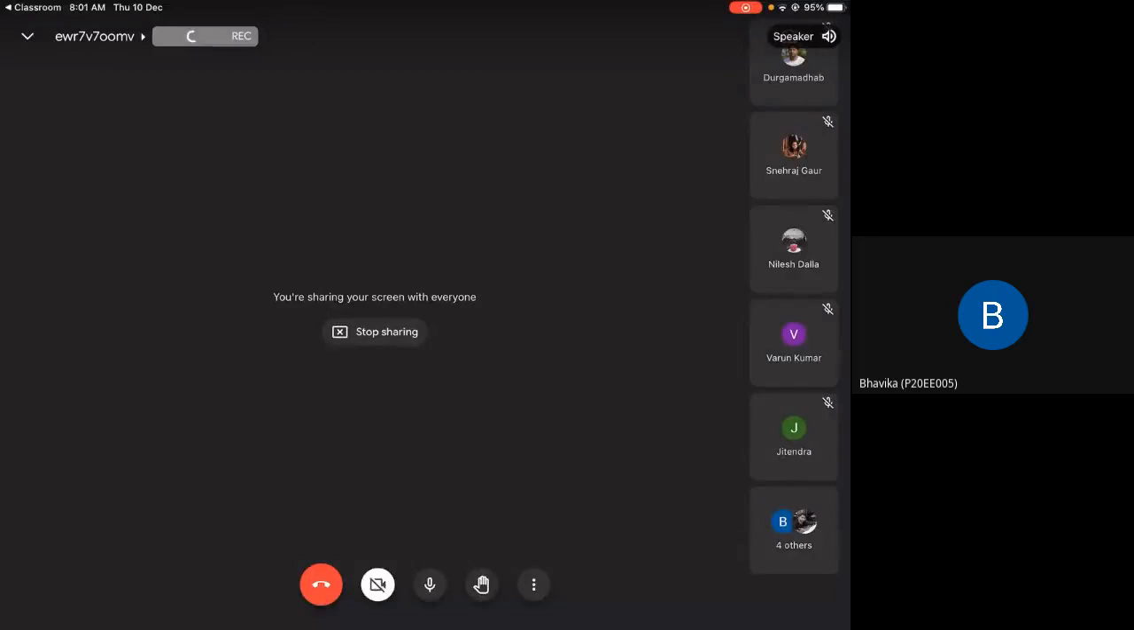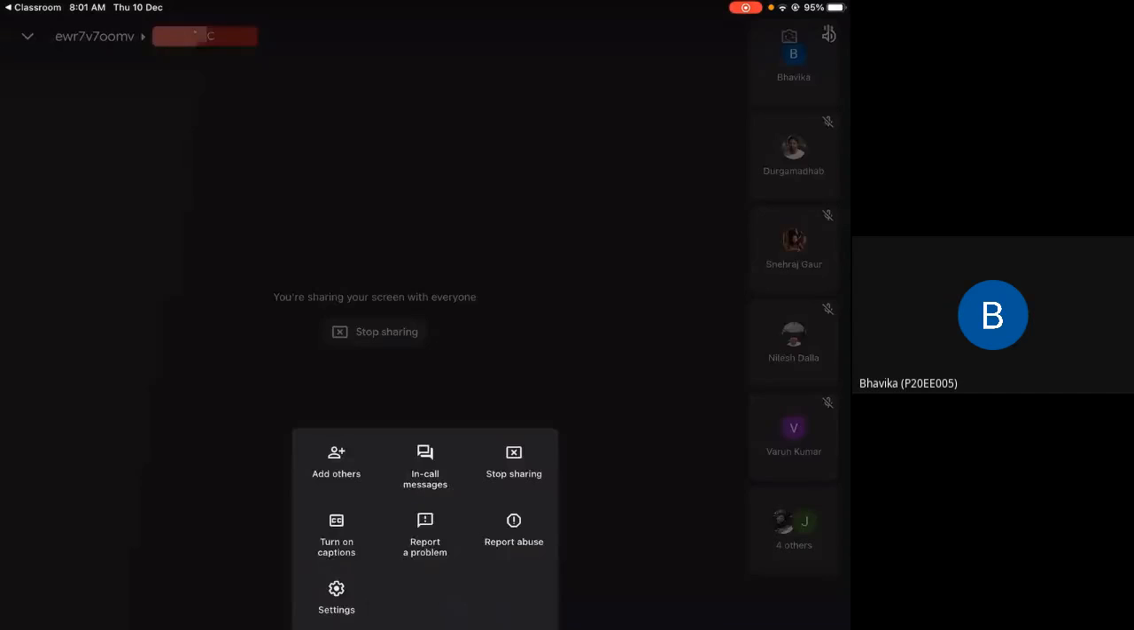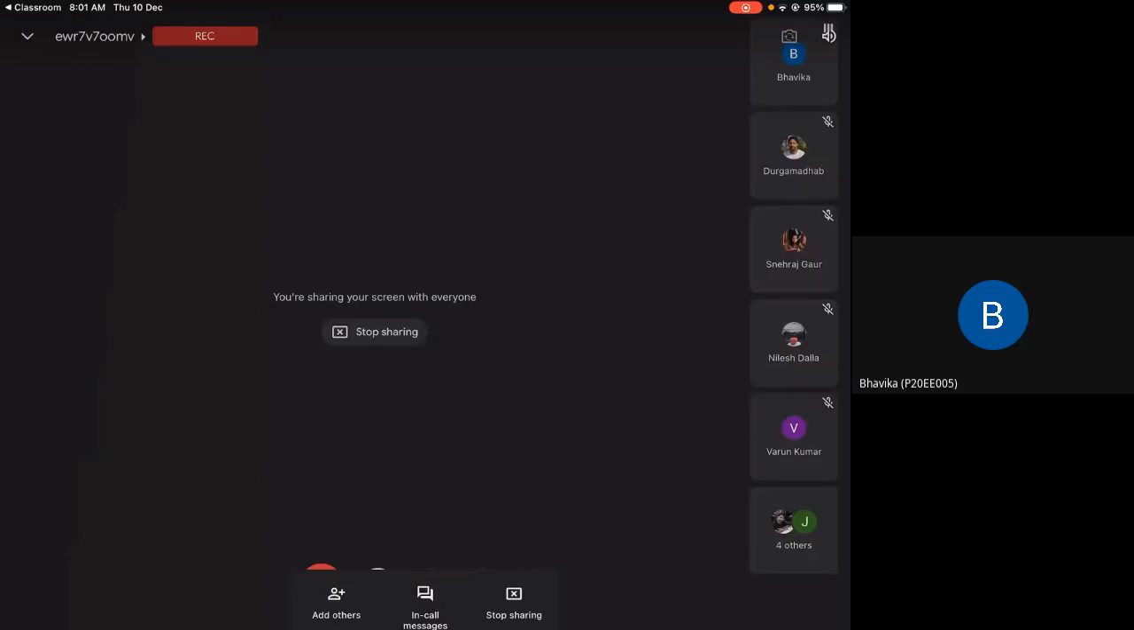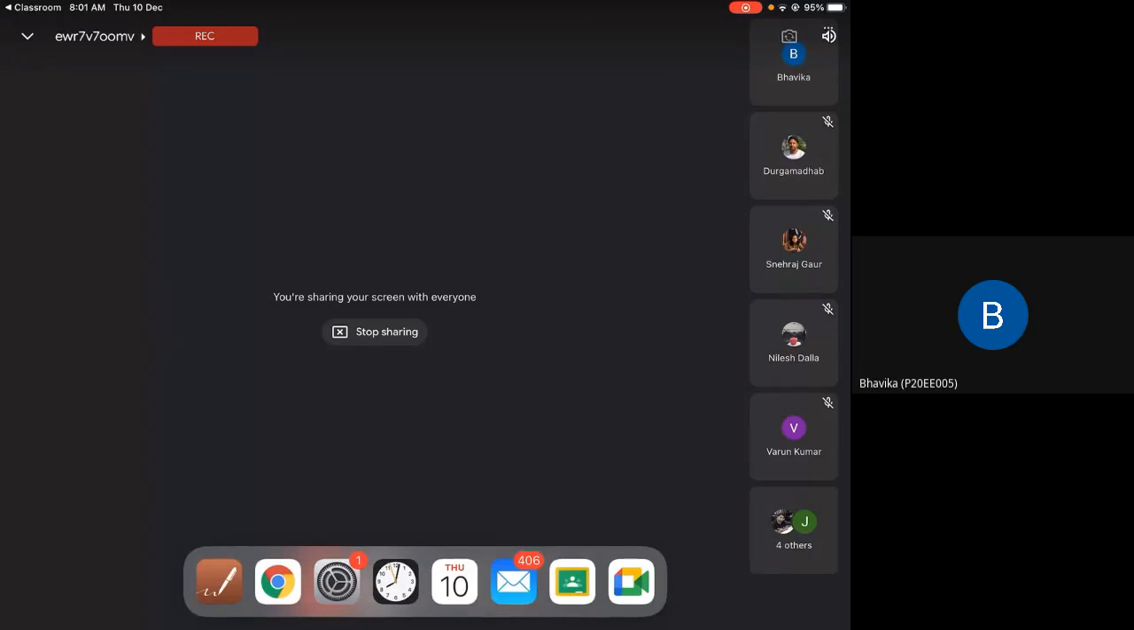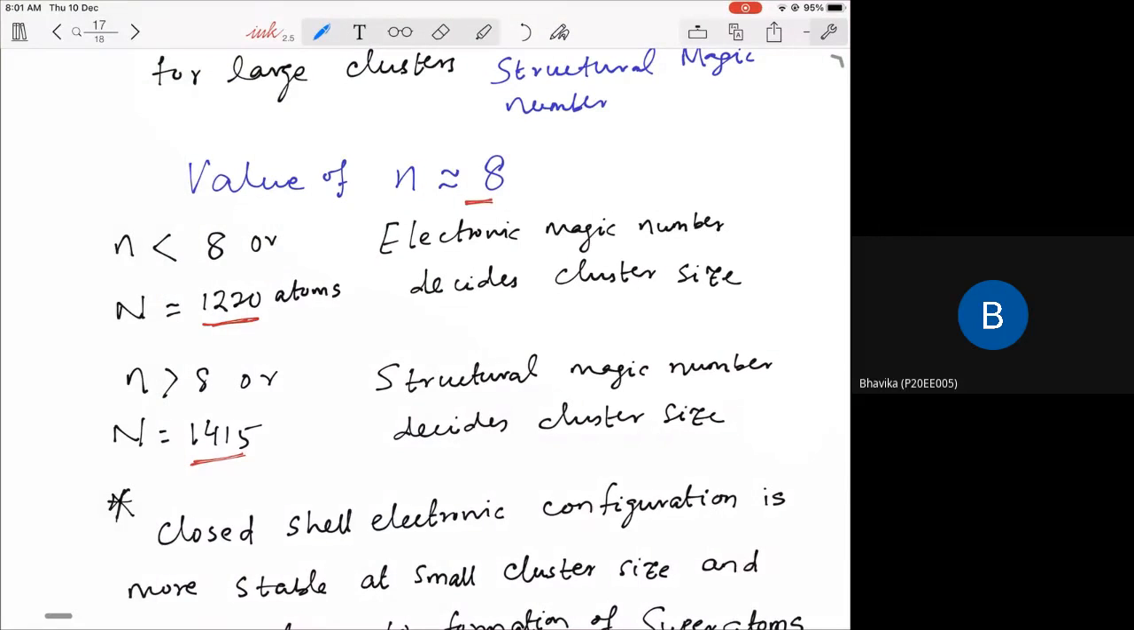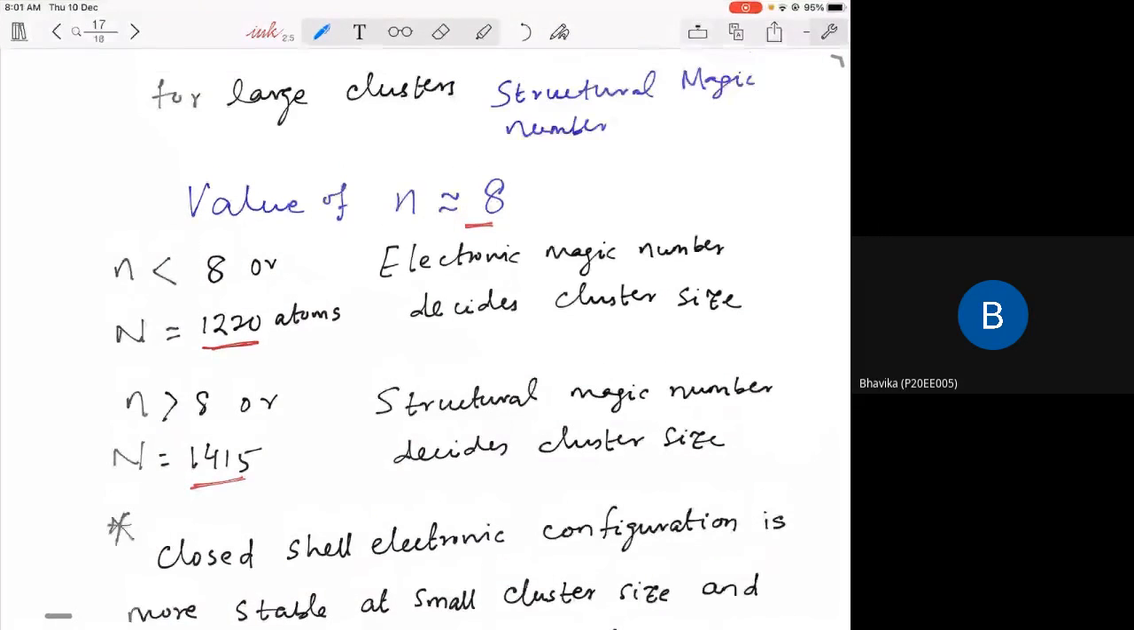We were saying that if the number of atoms is like 12 or 20, then this electronic magic number is dominating, and if it is 14 or 15, then the structural one is dominating. So till what kind of number of atoms will it be specified?